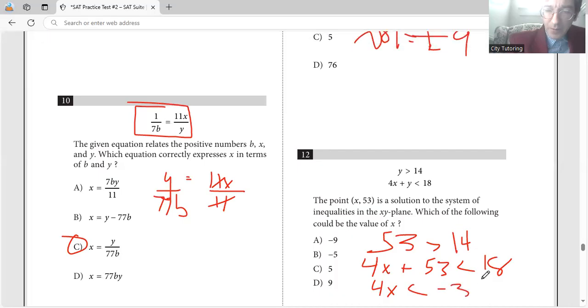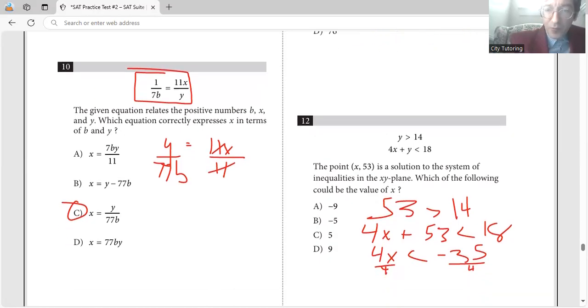That means it has to be less than negative 35. Now if I divide both sides by negative 4, 35 doesn't really go into 4, but the closest I can get is less than 9, but a little bit above 8. It can't be 9, it can't be a positive number, so that's gone. And negative 5 doesn't make sense. So it should be negative 9 as an approximation. You'll probably get a decimal, though.